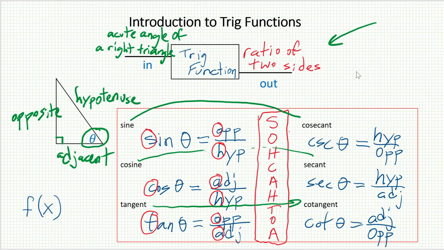So in terms of memorizing, I would say a couple things. For sure, memorize the big three. Use that SOHCAHTOA to help you. And then memorize the pairings. If you know, for example, that cosine is paired with secant, knowing that cosine is adjacent over hypotenuse means, of course, that secant is simply the reciprocal, hypotenuse over adjacent.